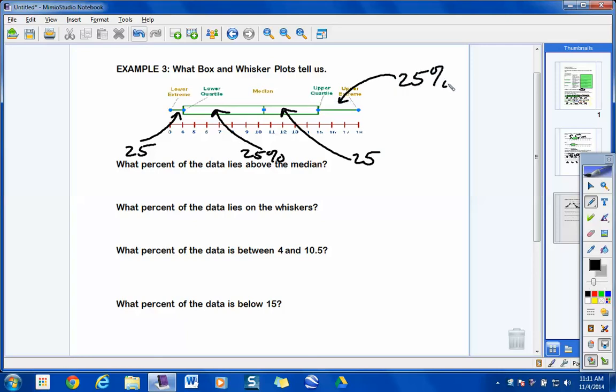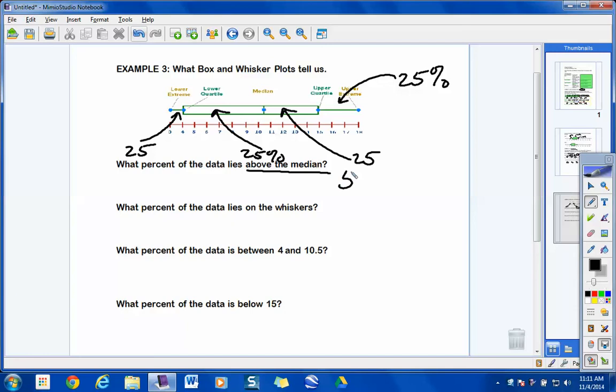So look at some of these questions right here. It says, what percent of the data lies above the what here, gang? What's the word? Median. Well, the median's right here, so from the median onward, how many different 25% intervals do you have? You have two of them, 50%. So what percent lies above the median? You would say 50% here, right?